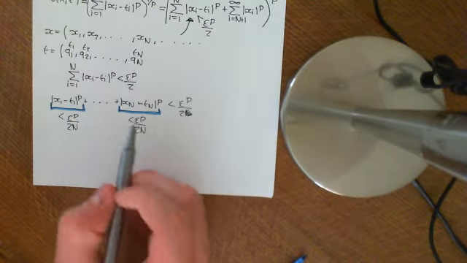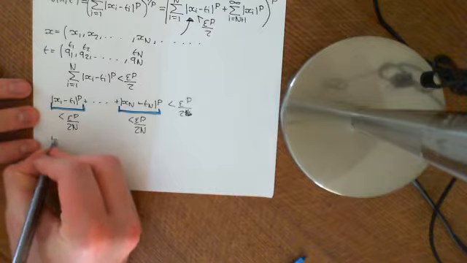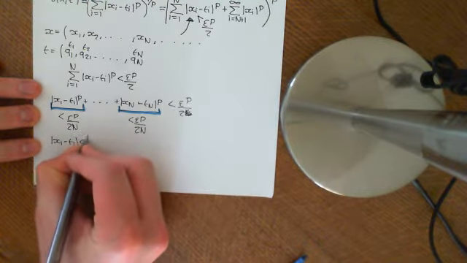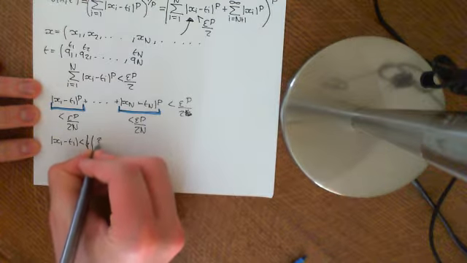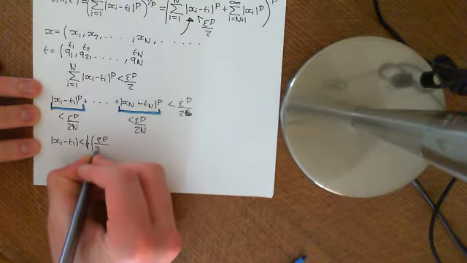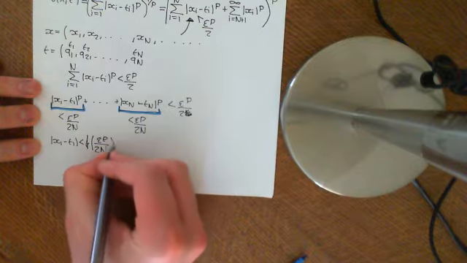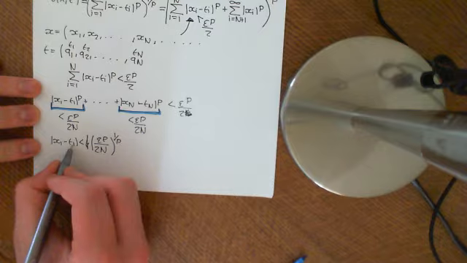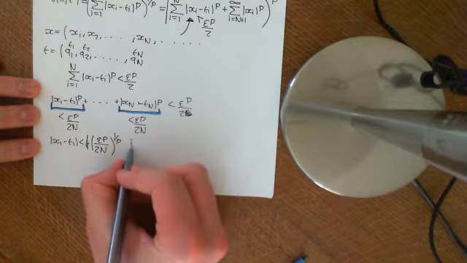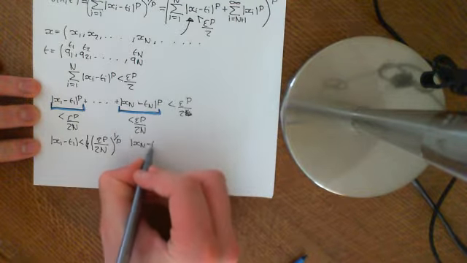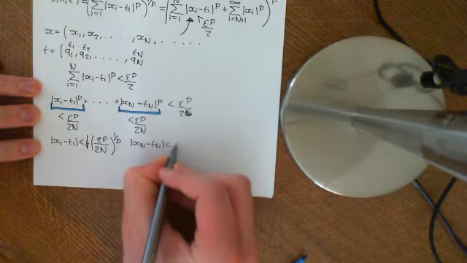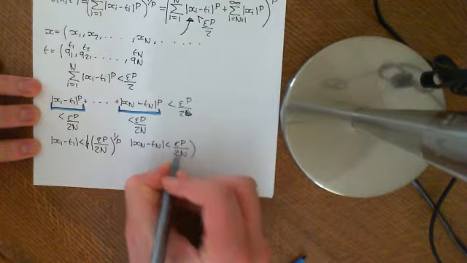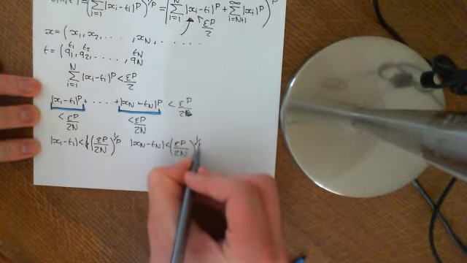That will meet my conditions. So what I now then just need to do is make x1 minus t1 less than epsilon to the power of p over 2 times n to the power of 1 over p, and I do that for all of them, so I make the modulus of xn minus tn less than epsilon to the power of p over 2 times n to the power of 1 over p.